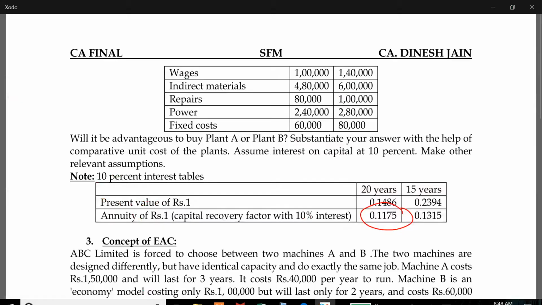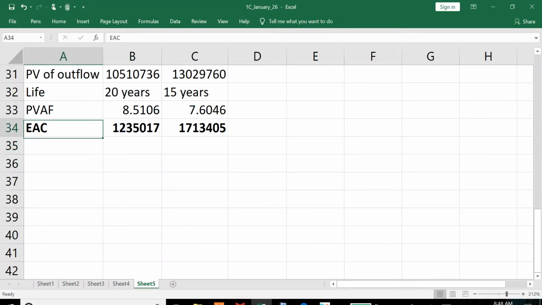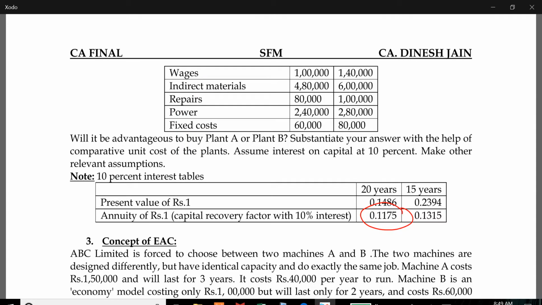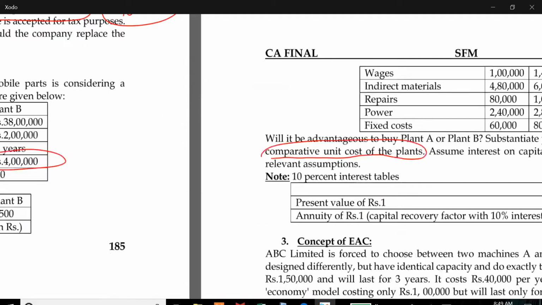Now listen, in a normal problem it ends here. I would say go ahead with machine A as it has lower equated annual cost. The problem will end at this stage in a normal question. Any doubts till this? Now in this problem they are saying substantiate our answer with the help of comparative unit cost. What is unit cost?